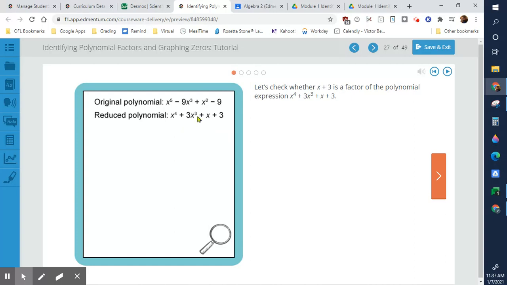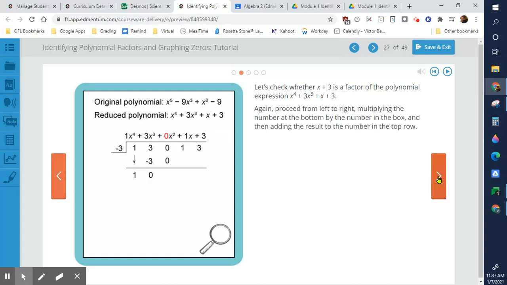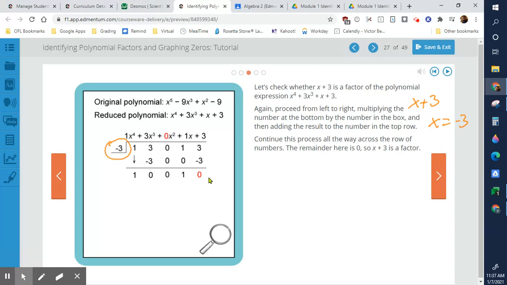So in order to try x plus 3, we're going to do an x plus 3 through the synthetic division, and the reason for this is we're saying that x equals negative 3. So let's try our synthetic division out. And we do get a 0. So this means not only is x minus 3 a factor, x plus 3 also happens to be a factor. And now we have a brand new reduced polynomial, as they call it.